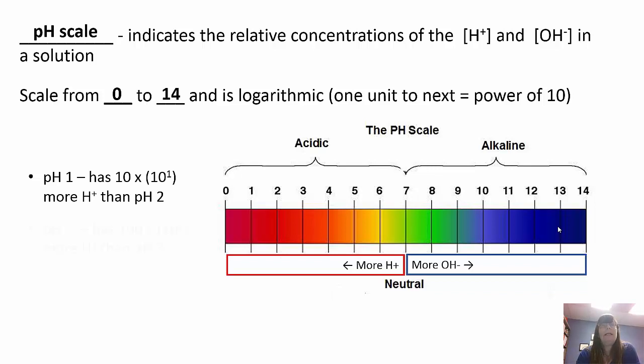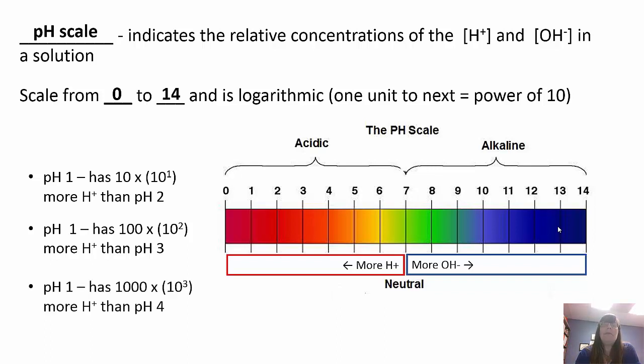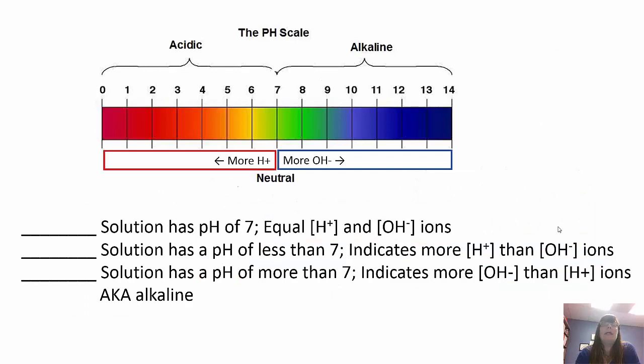So a pH of 1 has 10 times more hydrogen ions than a pH of 2, 100 times more hydrogen ions than a pH of 3, and 1,000 times more hydrogen ions than a pH of 4. So a solution of 7 is neutral, less than 7 is acidic, greater than 7 is basic. So an acidic solution has more hydrogen ions than hydroxyl ions. A basic solution has more hydroxyl ions than hydrogen ions.